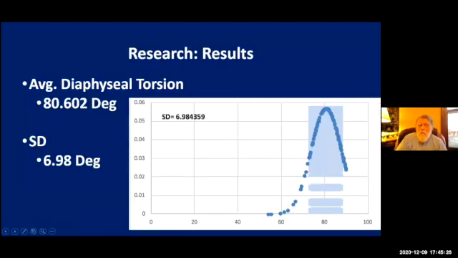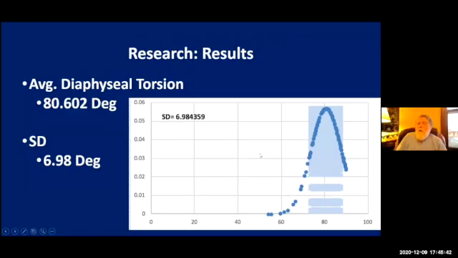So there's a normal distribution, but it averages out right at 10 degrees, and the standard deviation is about 7. Nobody had an inverted position of the first metatarsal head relative to the base of the metatarsal. Everybody had some eversion within the metatarsal, and it was up to 35 degrees. So it could be a lot of eversion.